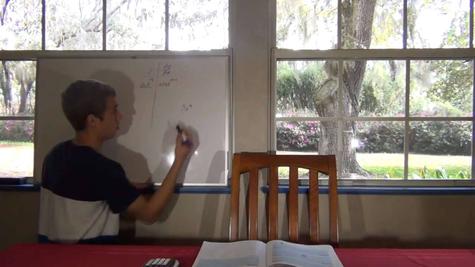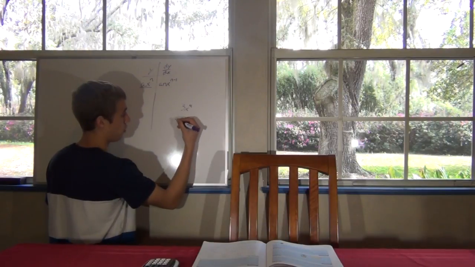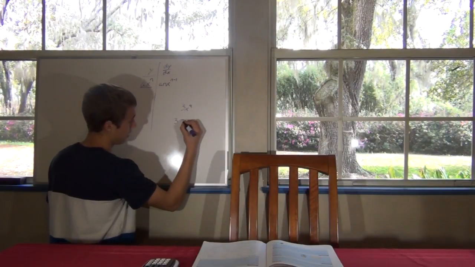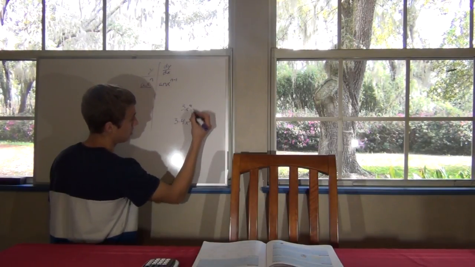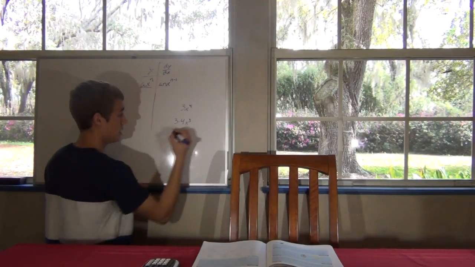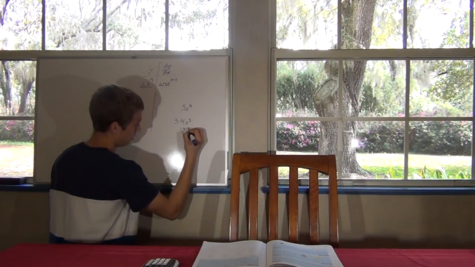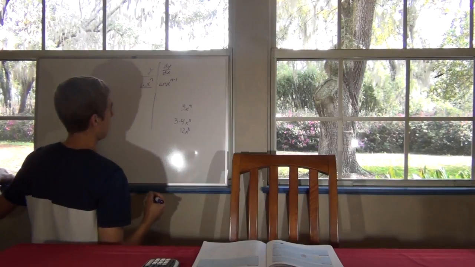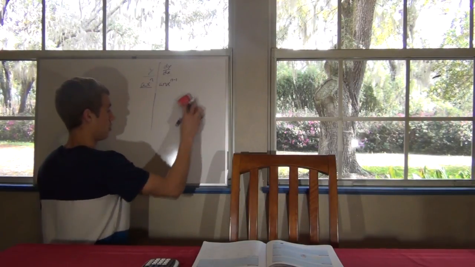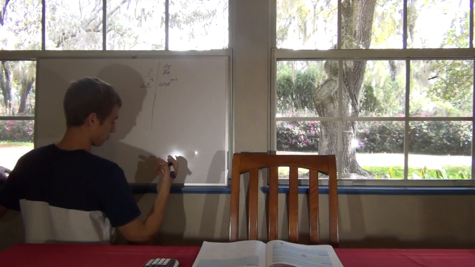For example, 3x to the 4th. You drop down your 4, so now you have 3 times 4x to the 3, which is 4 minus 1, and that just gives you 12x cubed. Pretty straightforward. We'll run through 2 more real quick just so you get the hang of it.